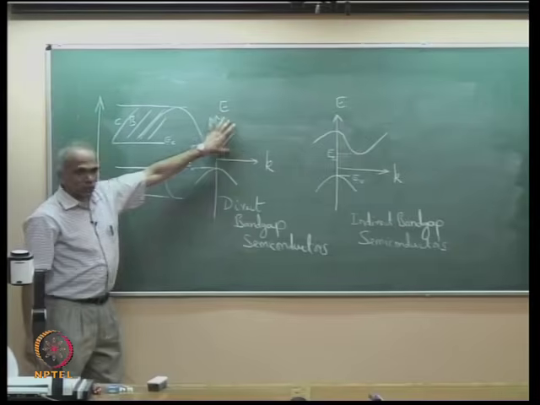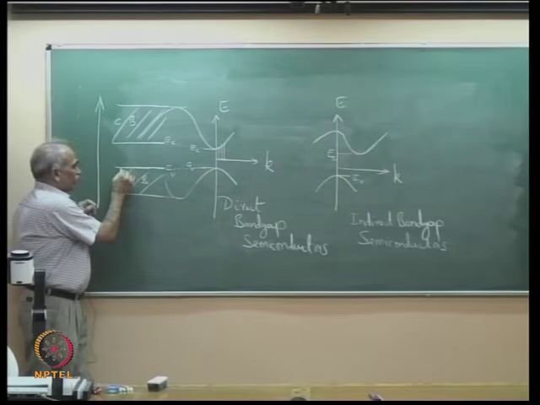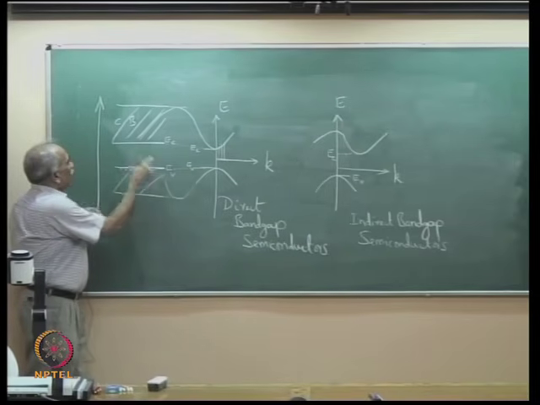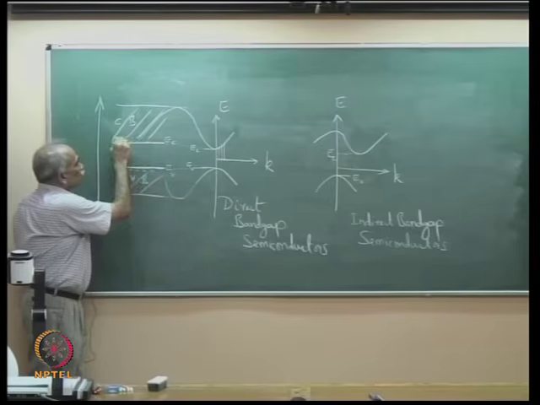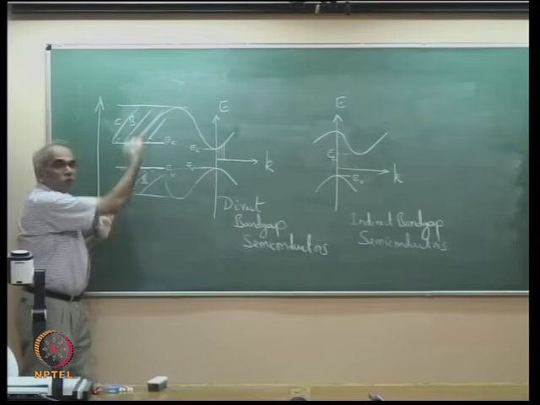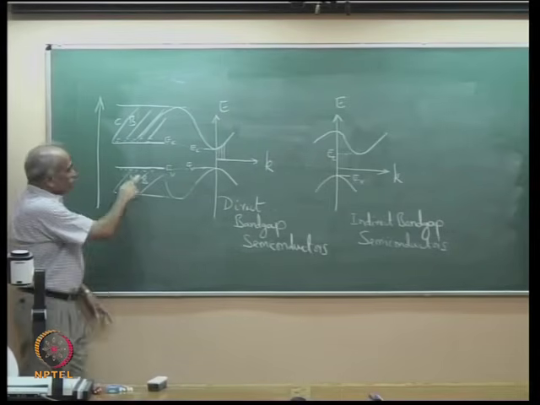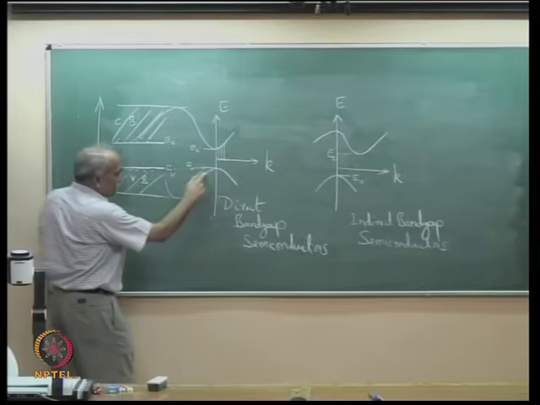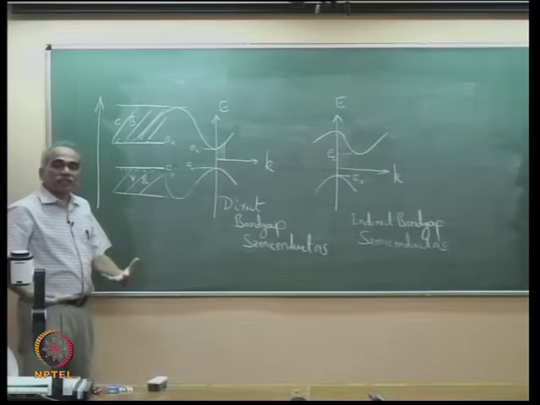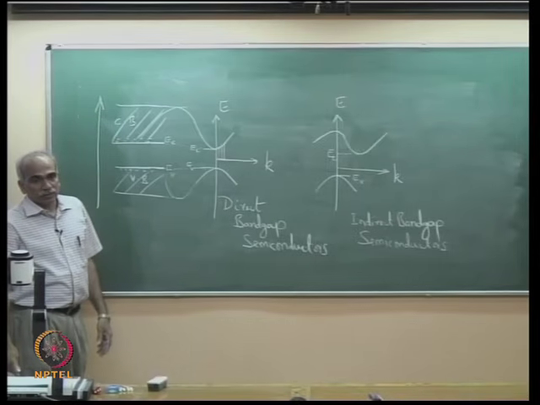So this is one-to-one. Usually the holes which are close to the top of the valence band and the electrons which are close to the bottom of the conduction band participate in all the electronic transition processes. And that is why I had mentioned that it is only the top of this and the bottom of this which are in practice relevant to the optical and electrical properties.